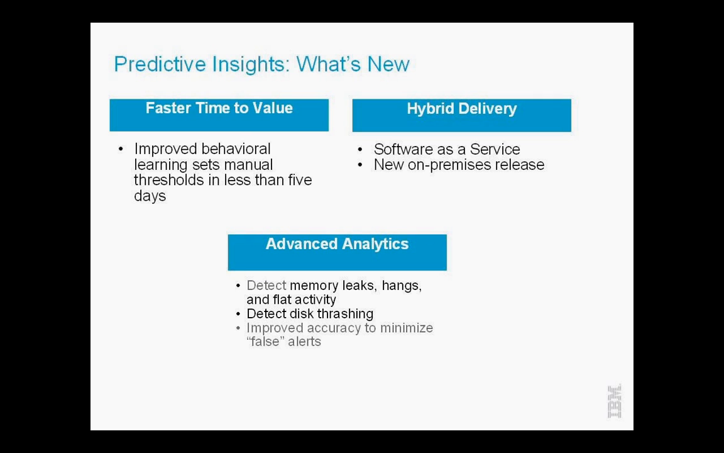We've added some new analytics that are very targeted at specific scenarios, such as memory leaks, hangs, or flat lines, which we've seen a bit in a number of environments. We've also improved the accuracy to minimize, and I've got it in quotes there, false alerts. So the math never lies. The math will always tell you if I'm looking at a value and I know what normal is for that value and this is not normal anymore.